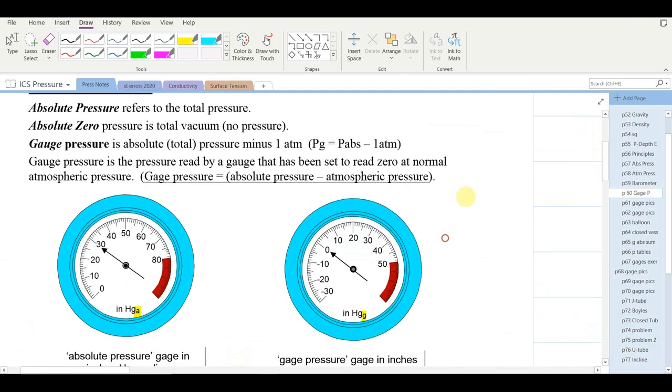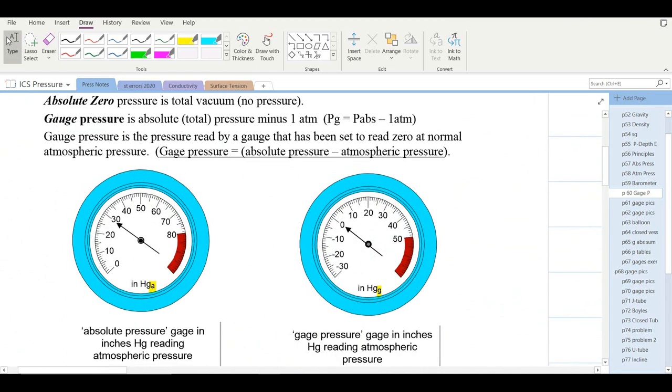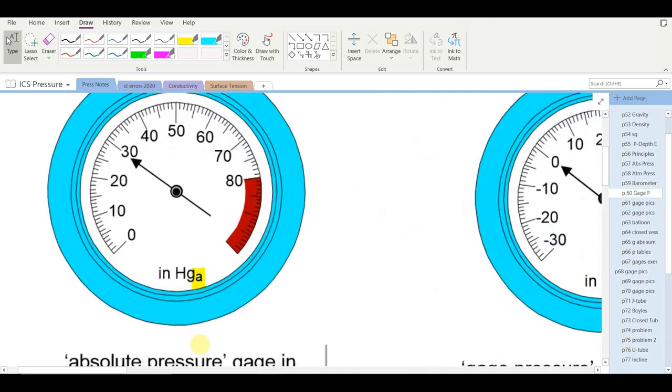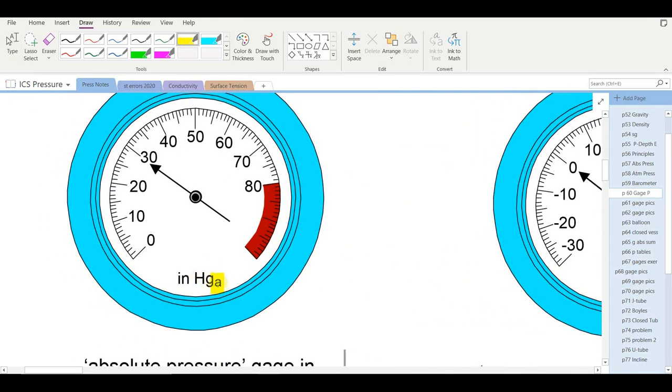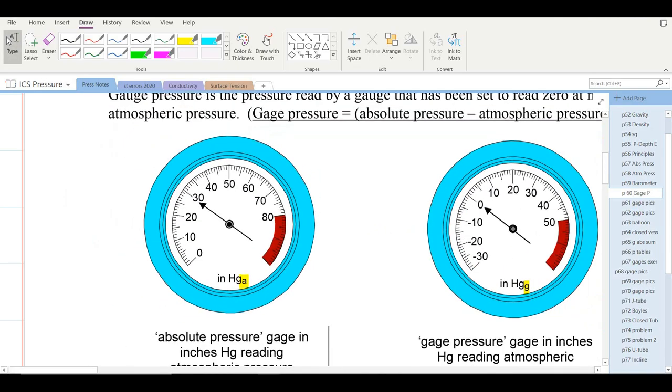Look at these two gauges. These are both connected to atmosphere. The one on the left is reading approximately 30 and the unit is inches of mercury. Well, that's right, isn't it? Atmospheric pressure is 29.92 inches of mercury, so the gauge on the left is correct. And look at the designation. It says inches HGA, meaning absolute. That's the true pressure. They sell gauges like that.